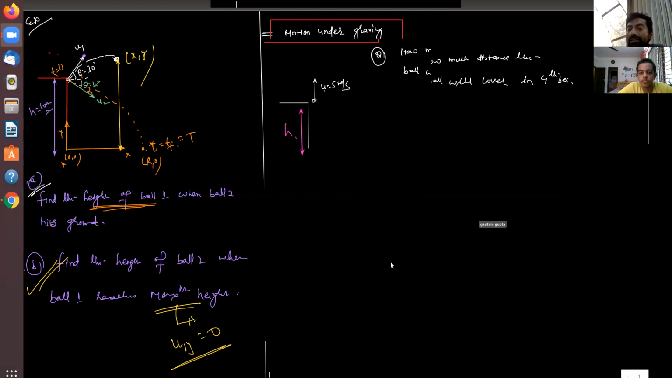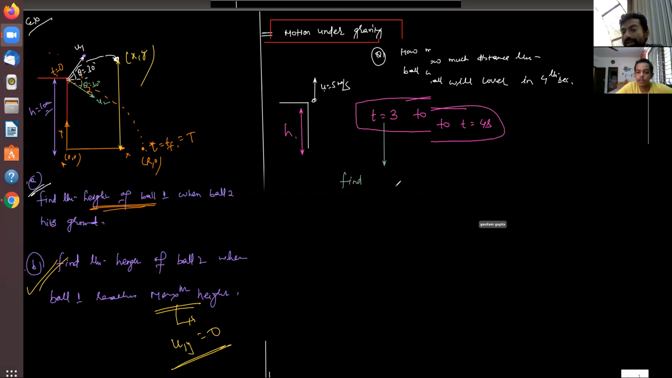4th second means between t equal to 3 to t equal to 4. In this second, how much has it covered? This is what you have to find. Is it clear? So how will you do this kind of question? First you have to find the y coordinate at t equal to 3 seconds. Then find it for 4 seconds and then just subtract. That will give you the answer.